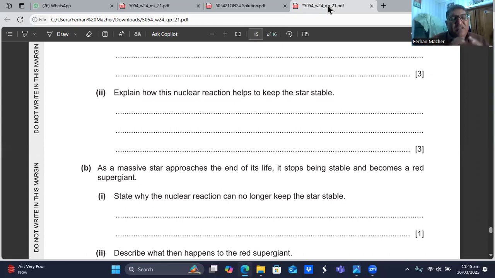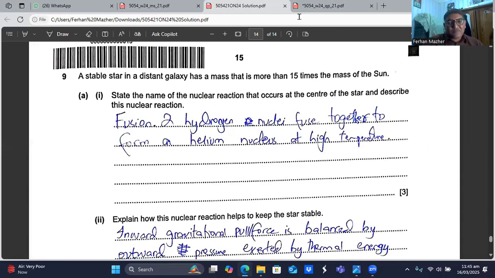And when the fusion is happening, the fusion is producing a force in the outward direction. The heat, the energy which is produced by the fusion reaction, is producing a force in the outward direction. And the pull of the gravity is producing a force which is inward. So when that outward and inward force are balanced with each other, the star is stable.